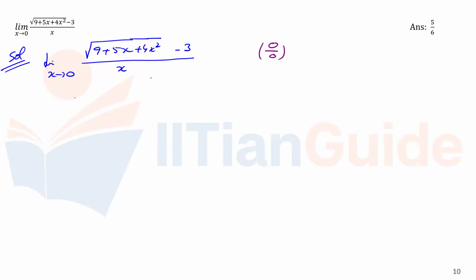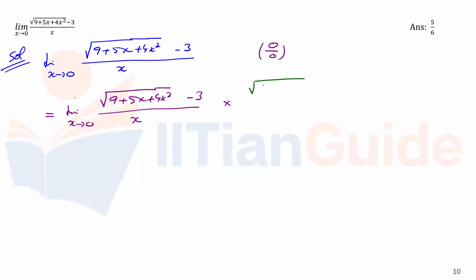Just a minute. We are going to rationalize it. That is simple. The methods we can use are factorization, rationalization, whatever. So I am just writing the square root of 9 plus 5x plus 4x square minus 3, divided by x. I am rationalizing. I am multiplying and dividing with the conjugate, that is the square root of 9 plus 5x plus 4x square, plus 3.